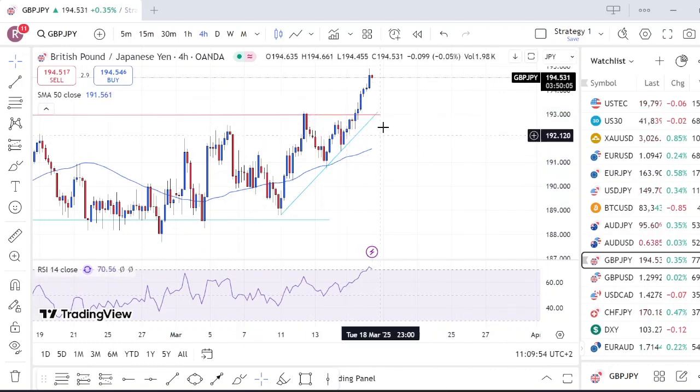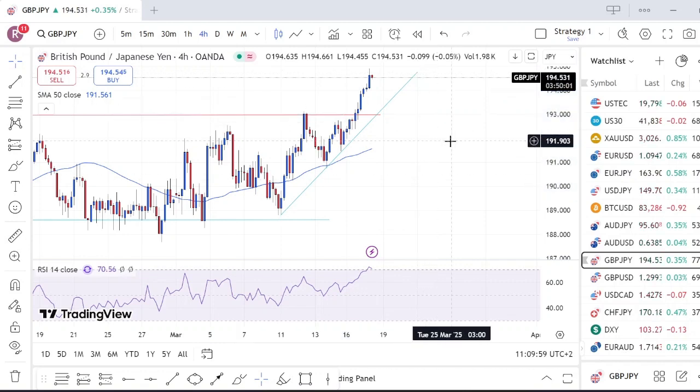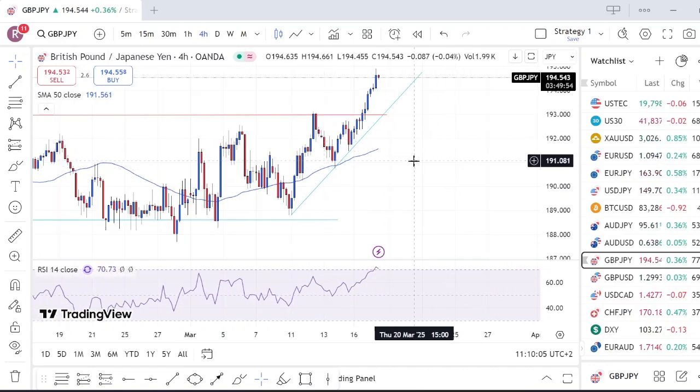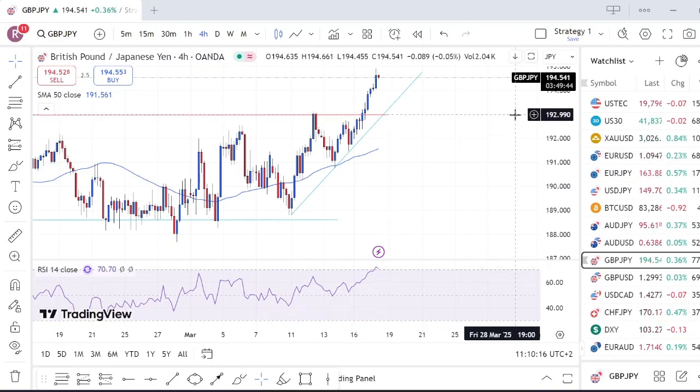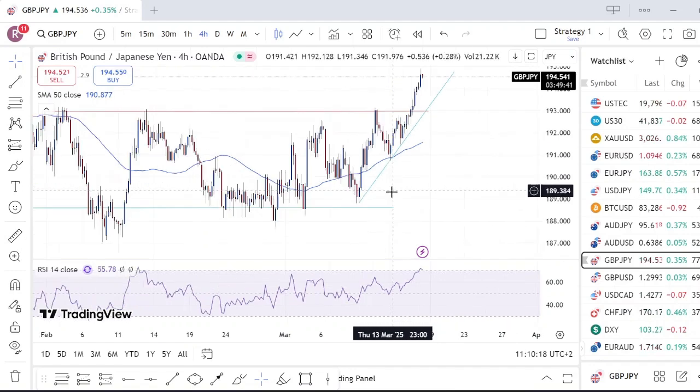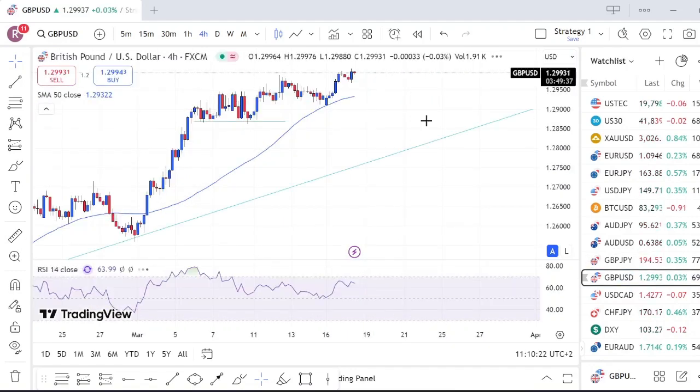This bad boy, what have we got here? Pound yen, we are seeing bullish signs, so definitely weakness in the yen. Price is trading above the 50 MA in that overextended region of the RSI on the bullish side, so between 50 and 70 bullish, and we have the bullish trend line. So bulls are in control. We're seeing a lot of long opportunities coming into play.